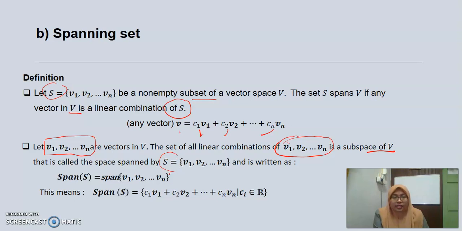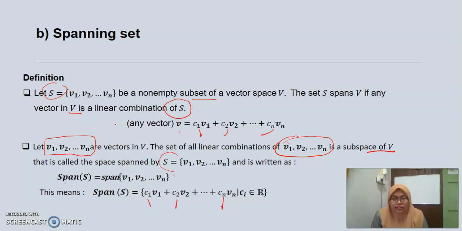Okay, and it is written as this: span S is equal to the span of V1, V2 up until Vn. So this means the span of S, the spanning set, is actually the set of linear combinations of vectors in vector space V. So the C1, C2 and up until Cn can be any constant, can be any real number.